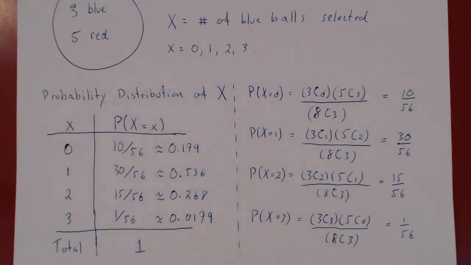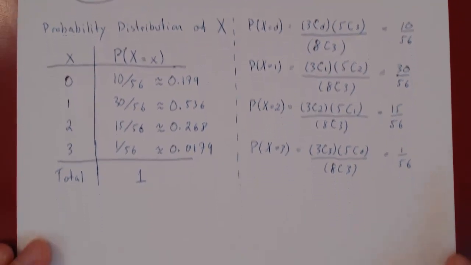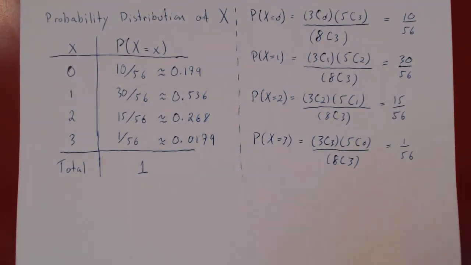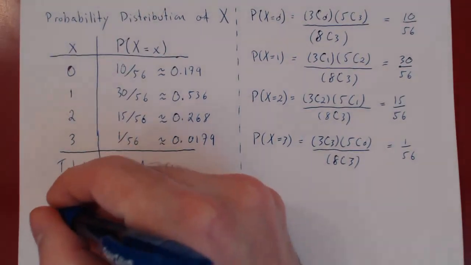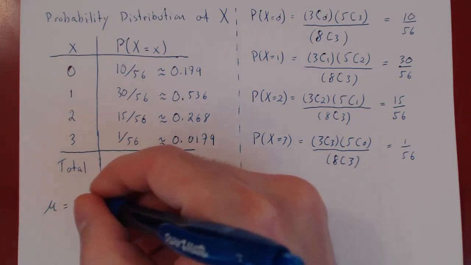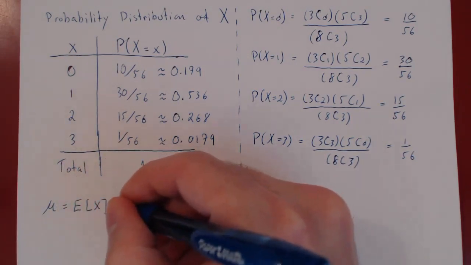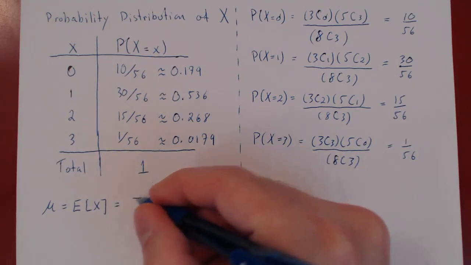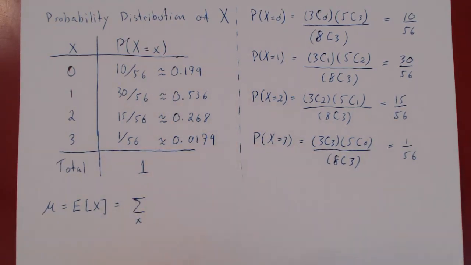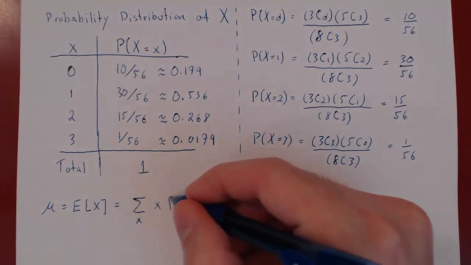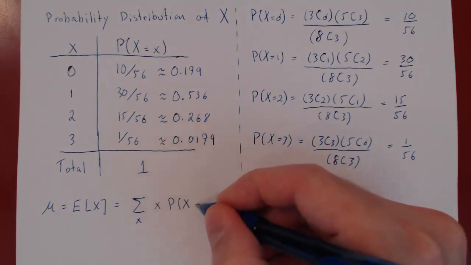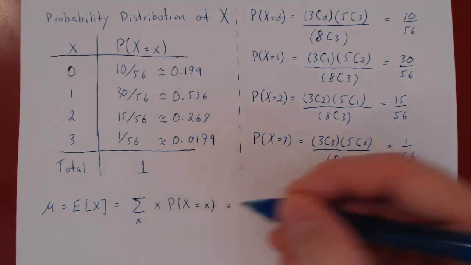And now we have the probability distribution of x. From this, we can easily find the mean, the variance, and standard deviation. Let's find the mean first. So the mean is the expectation of x. And if you remember, all we have to do is sum over all possible values of x, the value times the probability that the random variable equals this given value.